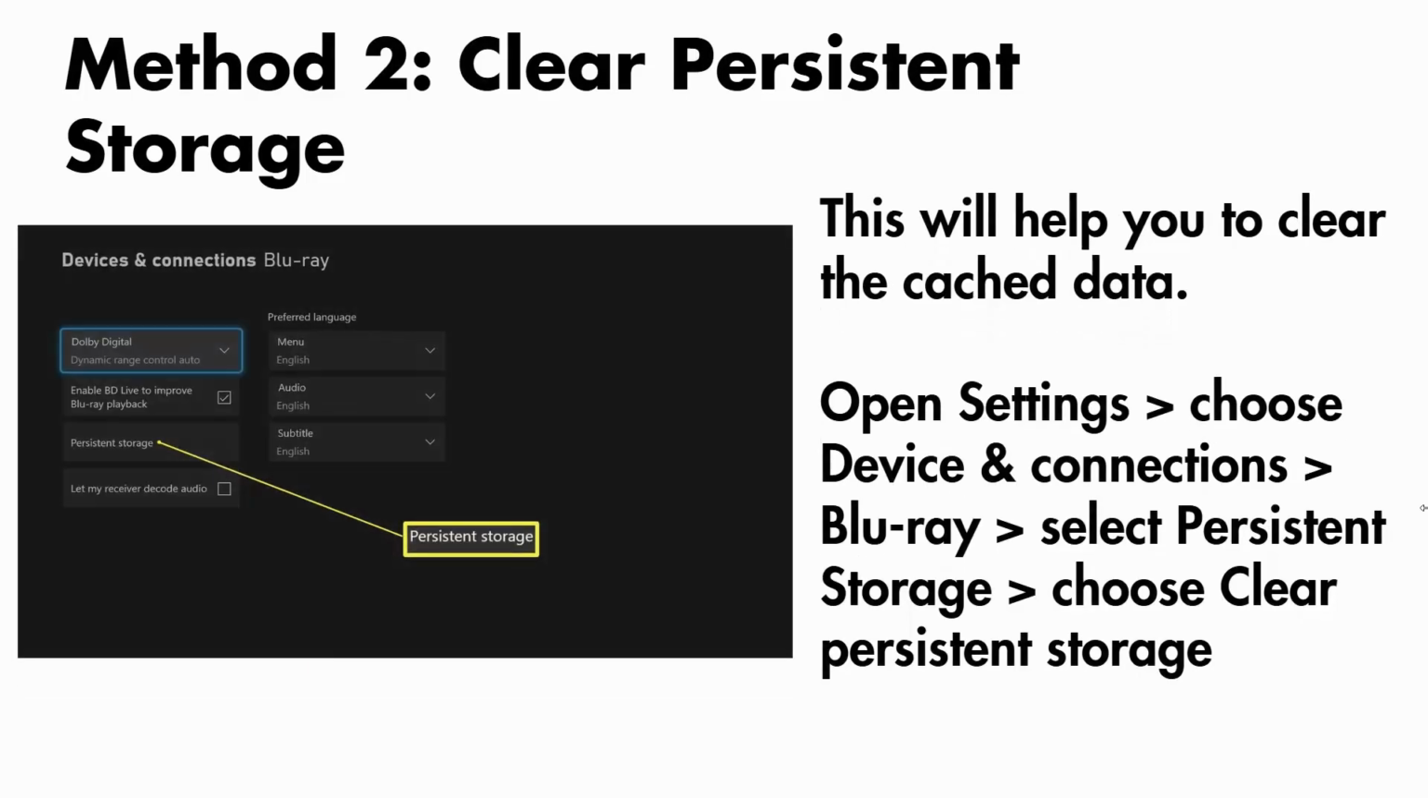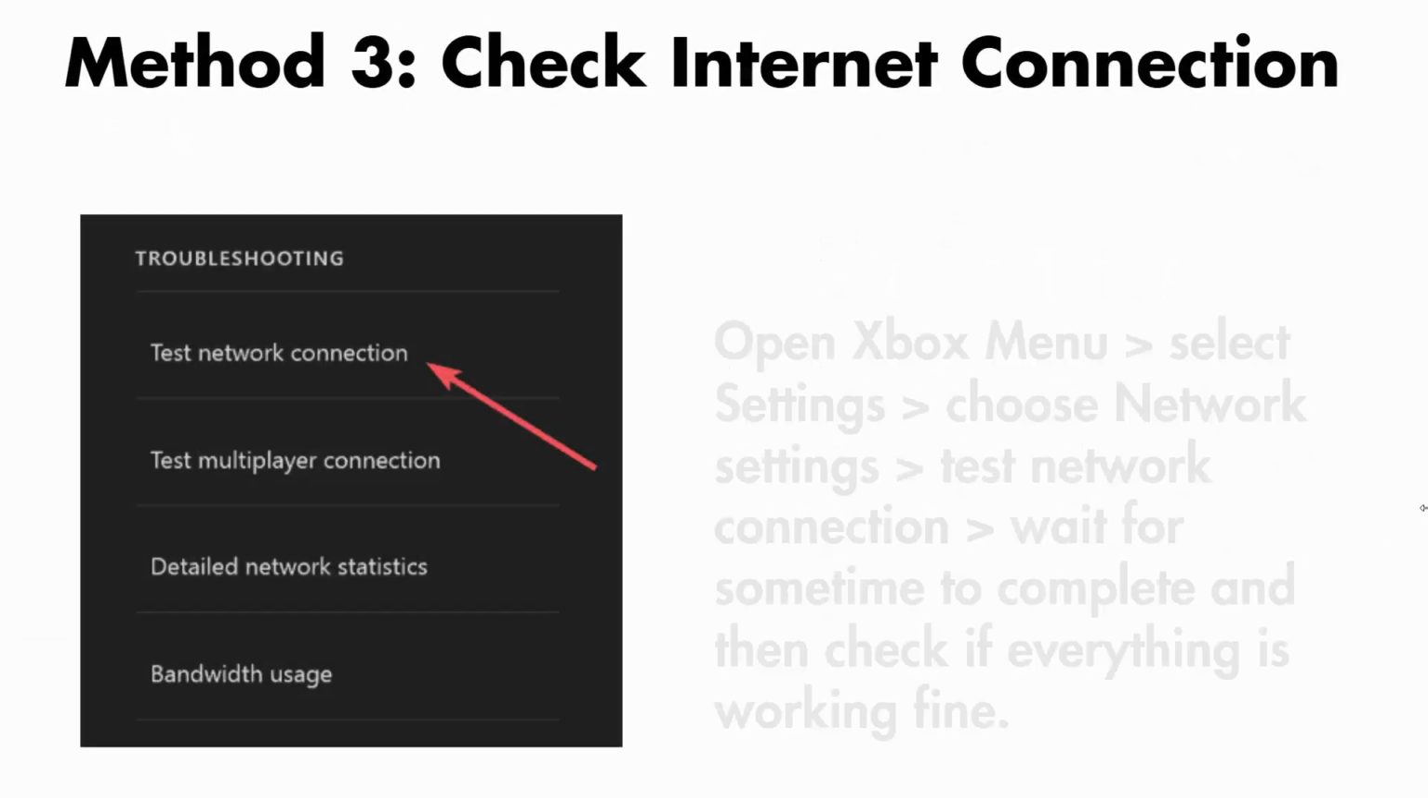If not, next is to clear persistent storage. For that, open settings, then choose device and connections, then click on Blu-ray, then select persistent storage and after that select clear persistent storage.